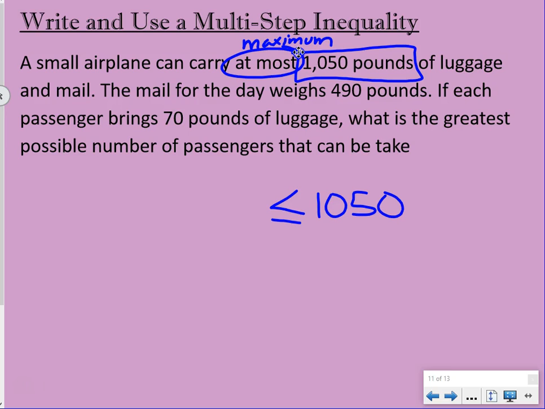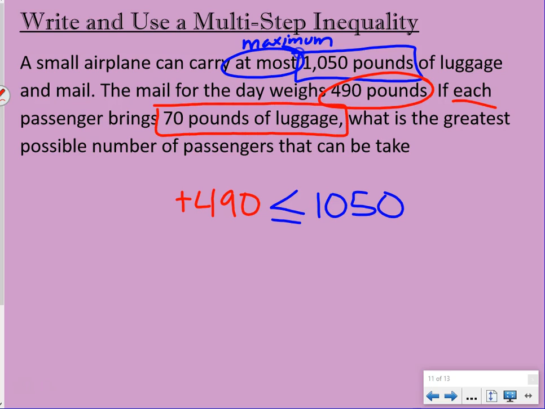The mail for the day weighs 490 pounds. So we know we're starting with 490 pounds, which is being added to, if the passengers bring 70 pounds of luggage each, what is the greatest possible number of passengers that can be taken? So we have 70 pounds of luggage each. So when you see that each, that's like per, which means you're going to be multiplying. So we're multiplying 70 by the number of passengers, which we don't know, so that's going to be our variable. So we'll have 70x plus 490 is less than or equal to 1050.